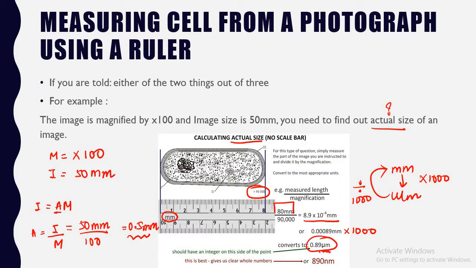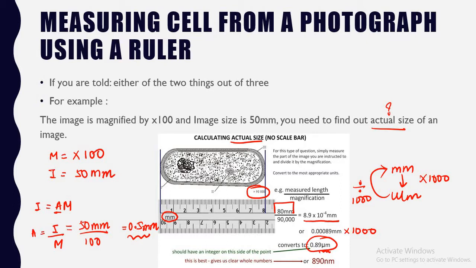So I hope this first step is easy. Two things will be given, one thing you need to find out. The actual size was missing, so the first step was finding the length of this micrograph using a ruler. Magnification is also provided. We have written the formula, we have checked the units, we have converted the units into micrometers, and here we are. And if you want the number in whole numbers, instead of 0.89, then you can just convert it further into nanometers, which is 890 nanometers.